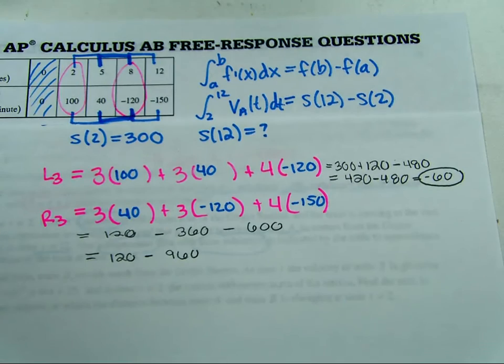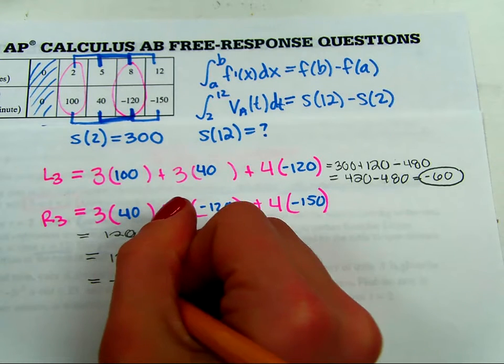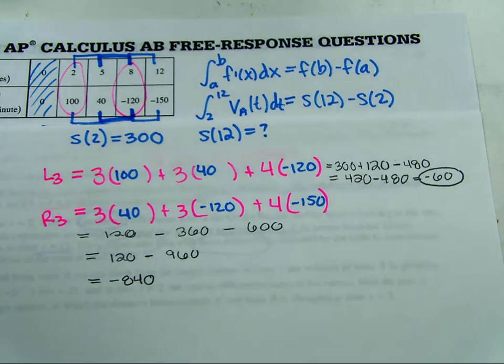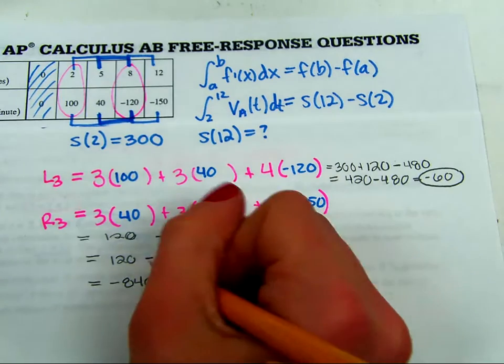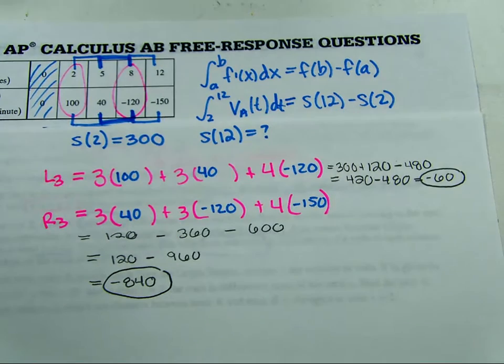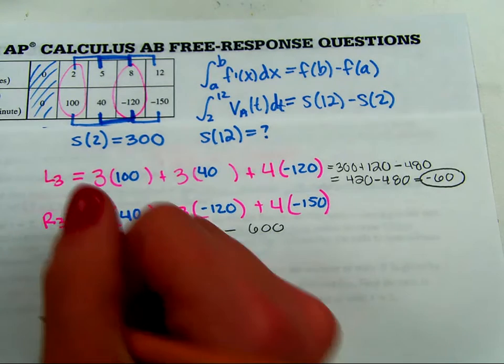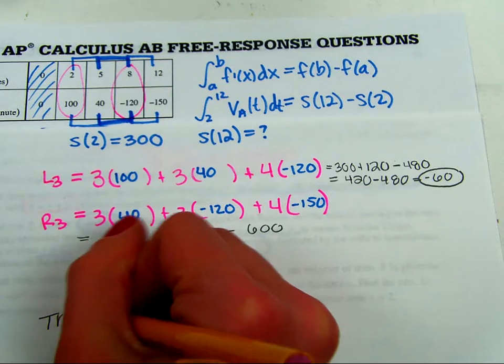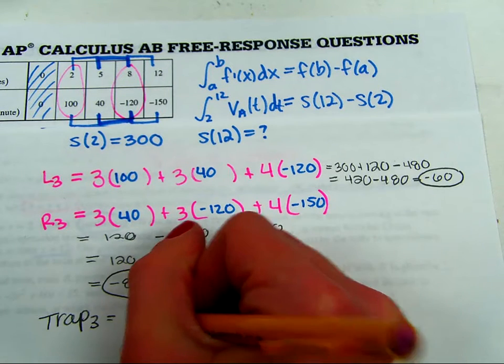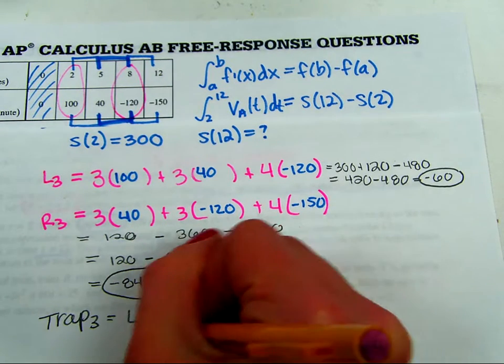If we add that up, that's negative 840, I believe. Yeah, that looks right. So those are our left and right Riemann sums, but remember the directions told us to use a trapezoidal sum. So for a trapezoidal sum, we said it's the left Riemann sum plus the right Riemann sum divided by 2. So we just found those.